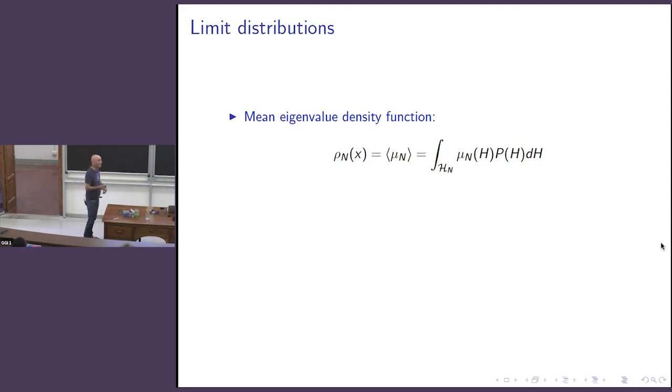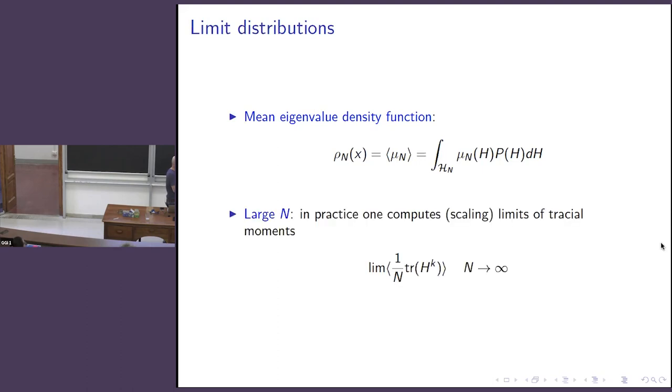You want to study rescaled large n limits, and for that a lot of things are known, depending on what type of potentials you're using. In practice, it's very hard to study the density function itself. You study its moments, or cumulants, as in probability theory. The moments in this case have nice expressions. These are expectation values of scalar-valued functions on the space of Hermitian matrices, like 1 over n times the trace of H to the k.